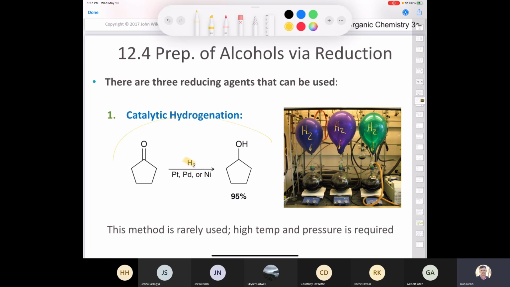However, a lot of times if you want to do this reaction, you have to use high temperature and high pressure. Now, I don't know about you, but when I think about using hydrogen and high temperature and high pressure, or high temperature at least, I think, what if a fire was to start, right? That wouldn't be a good thing, right? You wouldn't want to do that.